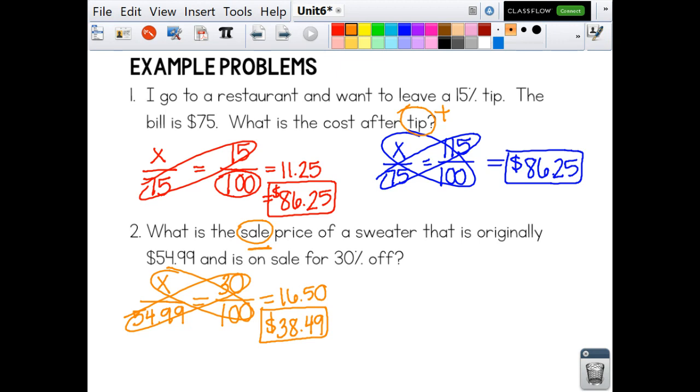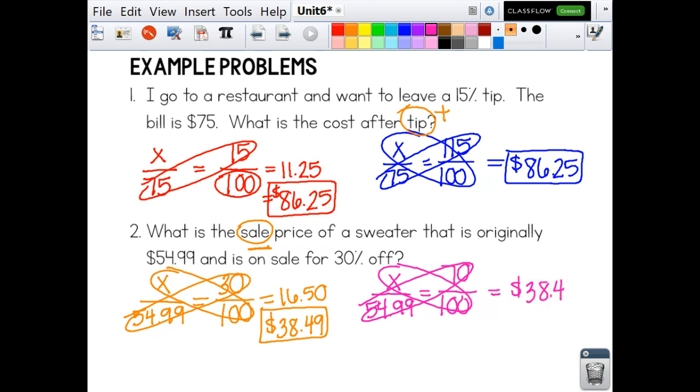That answer is correct. Now, if I do it the other way, then I'm going to do x over 54.99 equals 70 over 100. So basically why I got 70 is I took that 30% that's getting counted off and I subtracted it from my total percent of 100 and got 70. So really, if I take off 30%, I'm really paying 70%. So if I cross multiply and divide that, I end up getting 38.49. So we get the same answer either way.